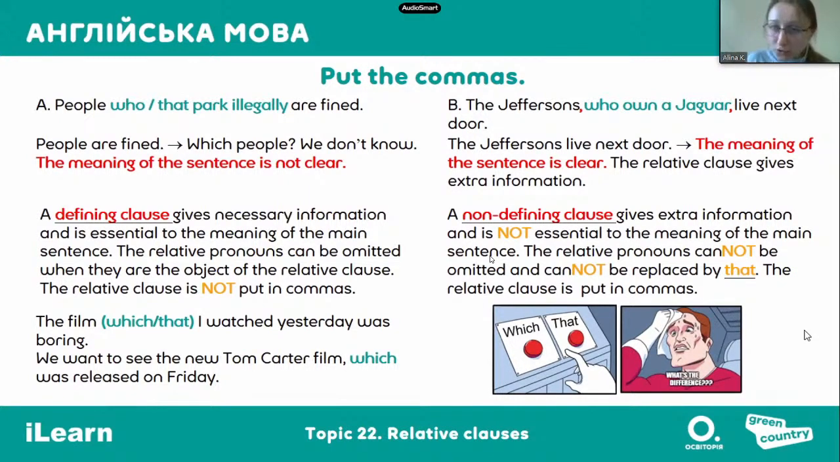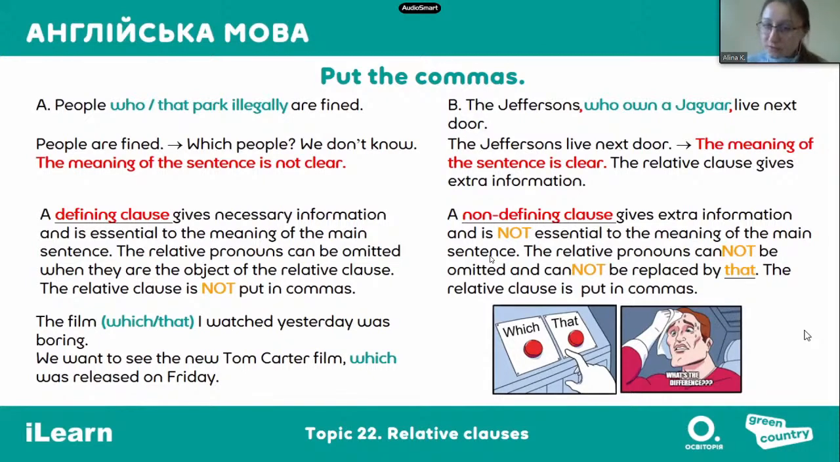Тобто ми ставимо кому, ніби пояснюючи, що ми можемо цю частинку забрати з речення, і сенс речення від того не зміниться. Тому ось цей вибір, коли which, коли that, в defining clauses ви можете ставити і which, і that, без різниці, якщо ви говорите про речі.